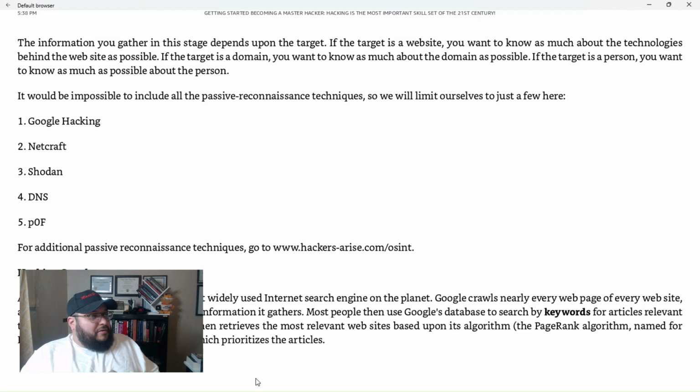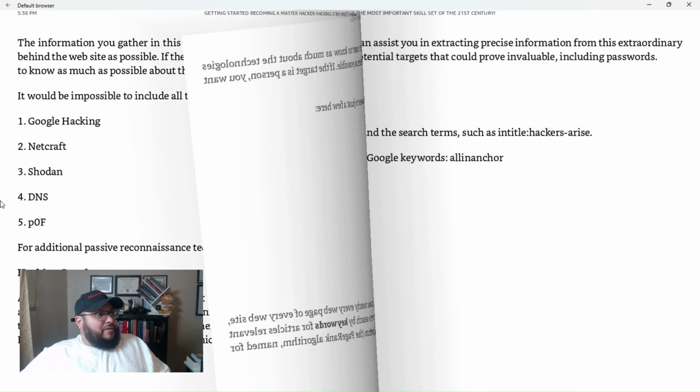The PageRank algorithm, named for Larry Page, one of Google's founders, prioritizes the articles.